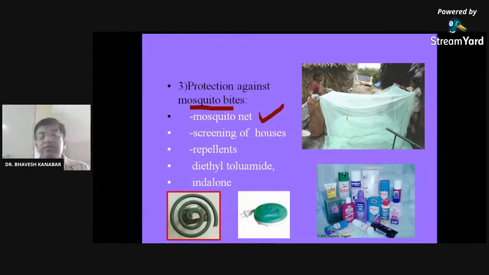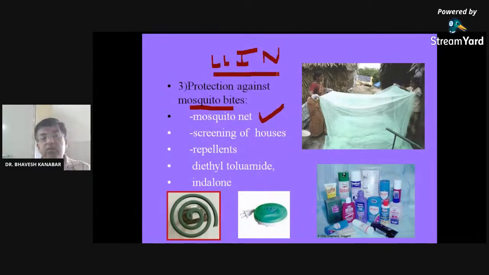Then there is also the long-lasting LLIN, long-lasting insecticide treated net. Here, the effect lasts for 5 years. So whenever this mosquito net is manufactured in industry, at that time in the manufacturing material, deltamethrin is mixed at the time of manufacturing, so that the effect of this long-lasting LLIN lasts for 5 years.